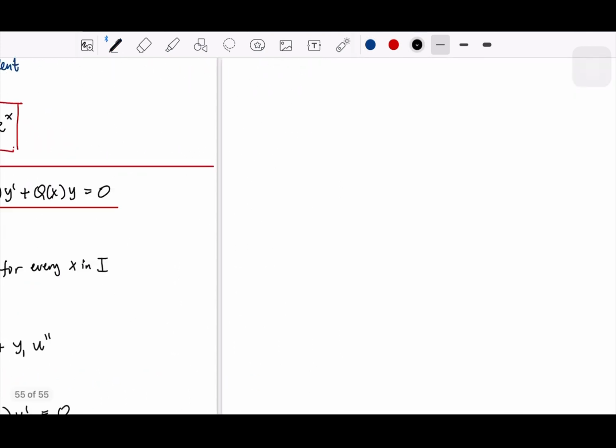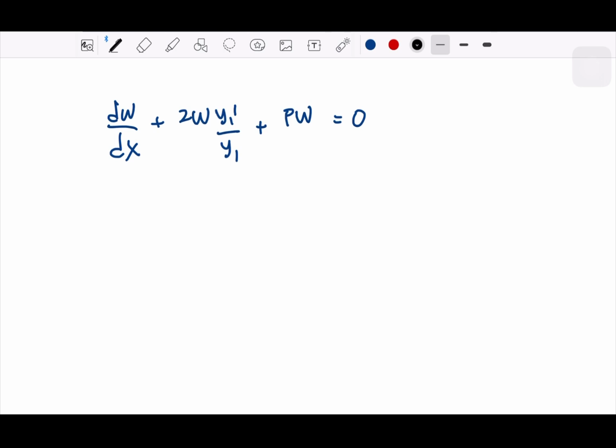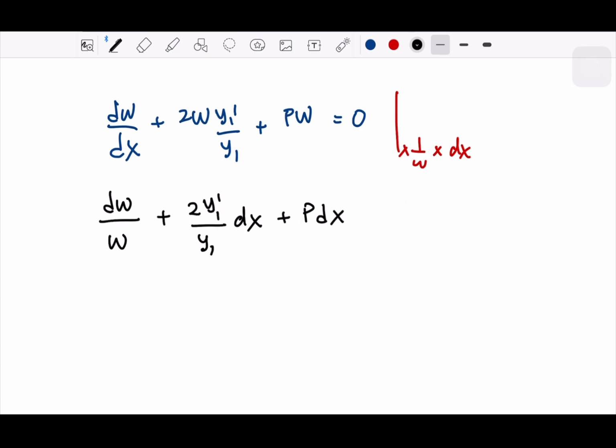Okay. Now, we could separate this, I think. Let's divide with y, multiply with 1 over y, and multiply with also dx. So the first component will be dw over w plus 2 y1 prime over y1 dx and then plus p dx. Or maybe let me move p dx to the right side, making this negative p dx like that. And take the integrations, so all will be integrated carefully.